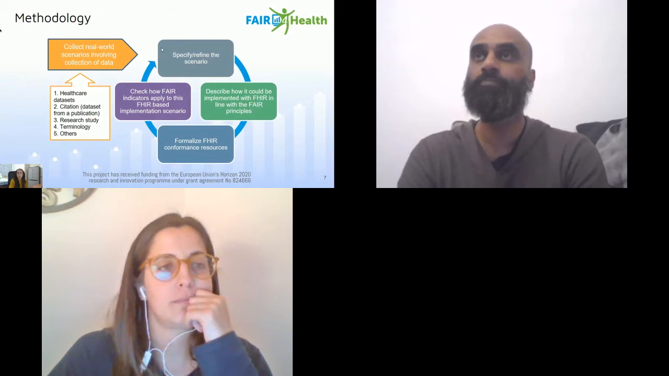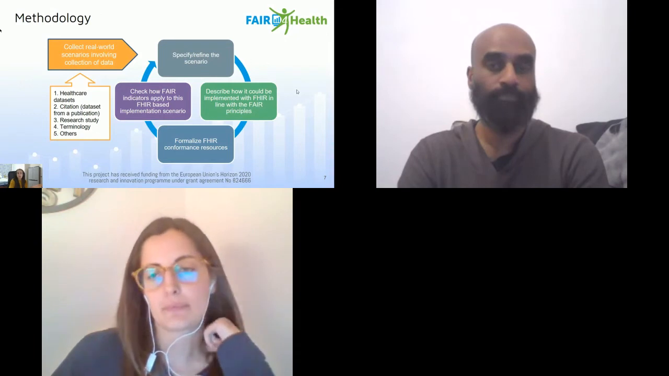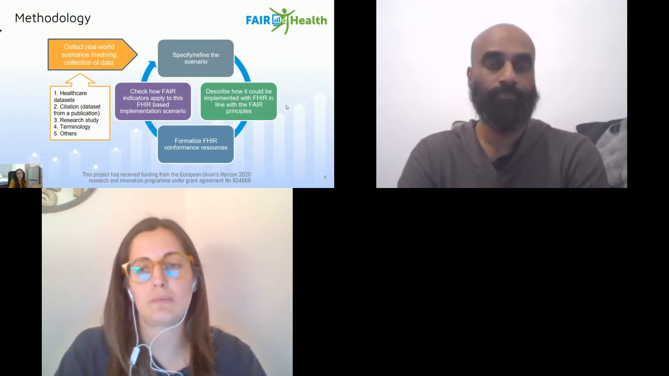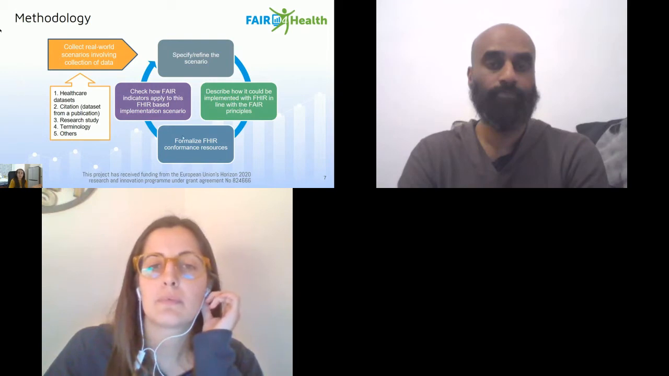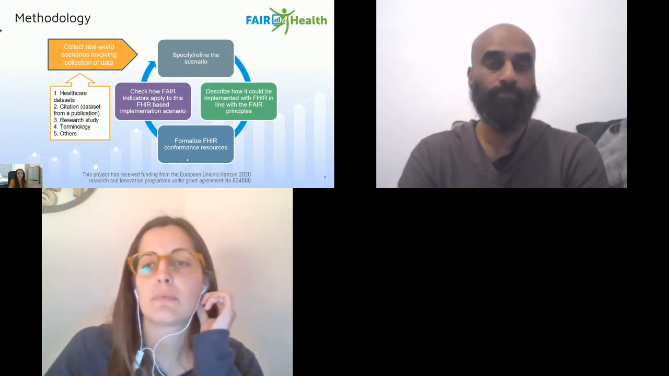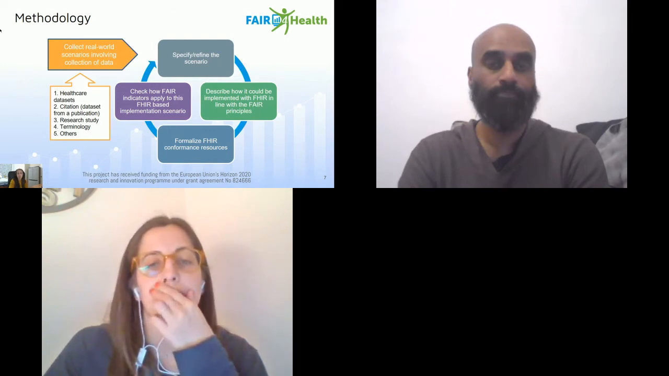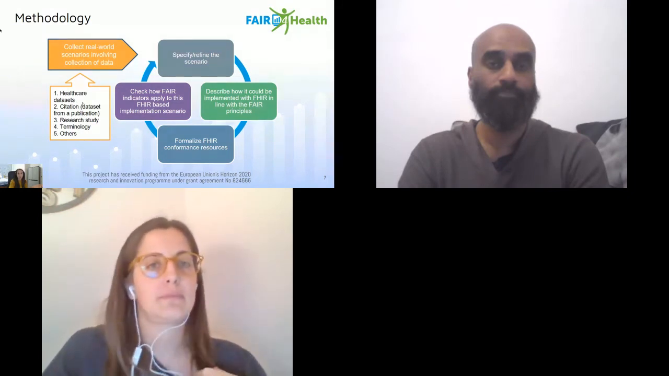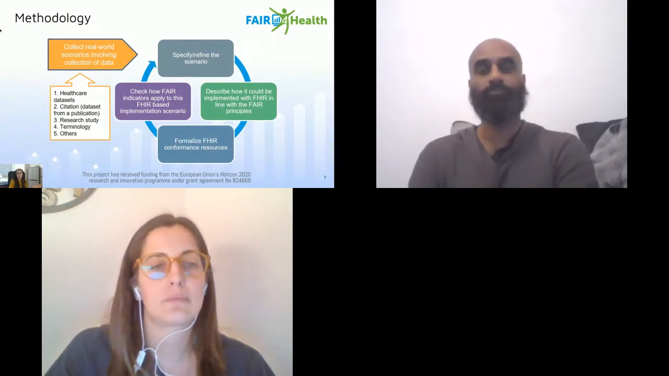When we have defined a specific scenario, we start describing how the scenario could be implemented with the FHIR standard in line with the FAIR principles. Then we formalize the FHIR conformance resources needed to cover this scenario. And finally, we check how the first metrics and indicators apply to this FAIR-based implementation scenario.